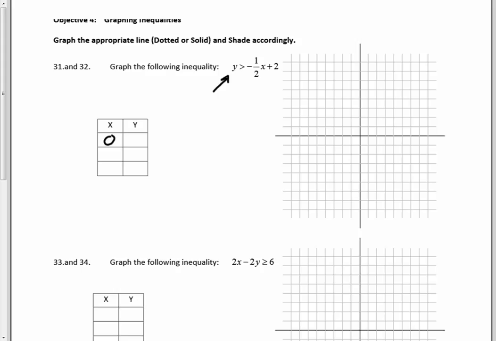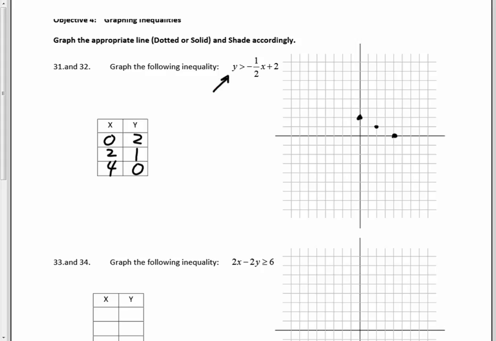If I have 0, y is 2, so I know that's a point. If I put in 2, then I get 1. And if I put in 4, 0. So usually there's enough whole numbers that you can find to make your line. Will the line be dotted or solid?